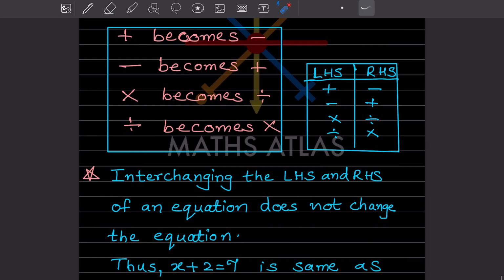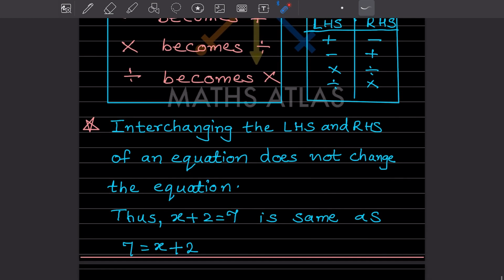And one more point we can see over here: whenever you interchange the LHS and RHS of an equation, that doesn't change the equation. Now suppose you have this equation, x plus 2 is equal to 7. Actually this is the same as 7 is equal to x plus 2. Now look, this is on the right hand side and this is your left hand side. So interchanging them does not change it. See, this comes over here on the right side and this comes over here. The equal to sign is a separator. Okay, so both are the same. This point as well you have to remember.